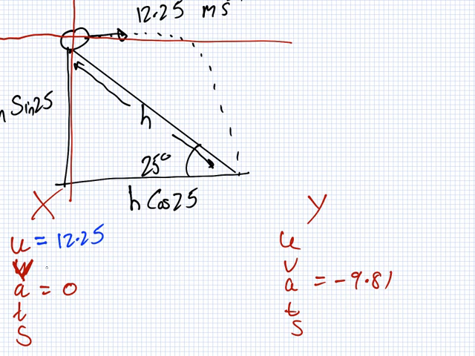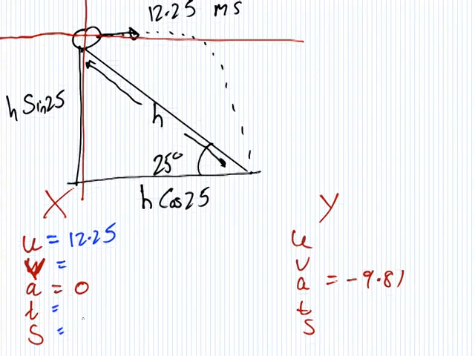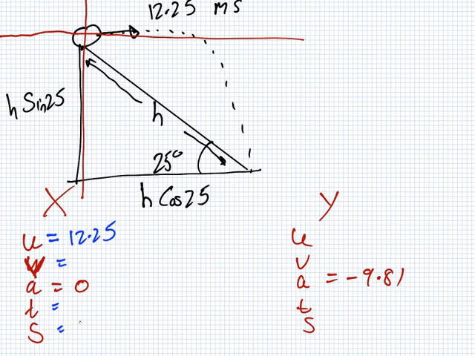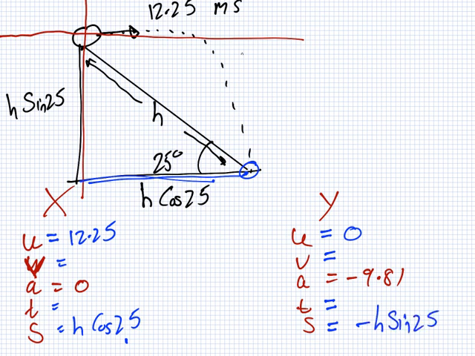Horizontally. The V we don't know, the T we don't know, and the S, what's the S? Not minus, H cos 25, because that's how far it travels horizontally. Is that okay? Now, the Y, what's the U? The V is minus H cos 25. We don't know. The T? We don't know. The S? Because it drops that much.